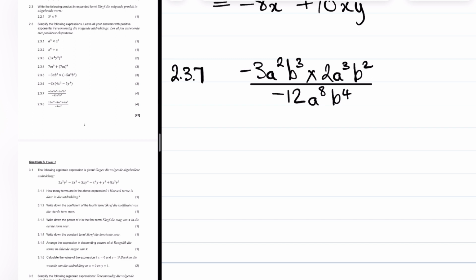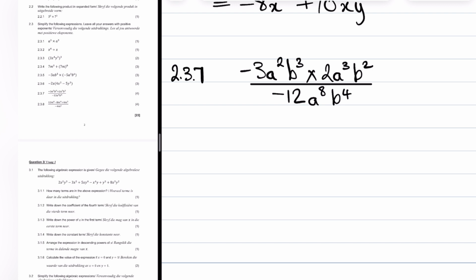So eerstens, hierdie is 'n breek. This is a fraction, an algebraic fraction, and notice that it only contains multiplication and division. Daar is net vermenigvuldiging en deling wat hierso plaasvind. Daar is nie meer as een term in die teller nie en daar is nie meer as een term in die deler nie of die noemer. So ons het een term in die teller en een term in die noemer en hierdie hele breek is natuurlik een term. And that's important.